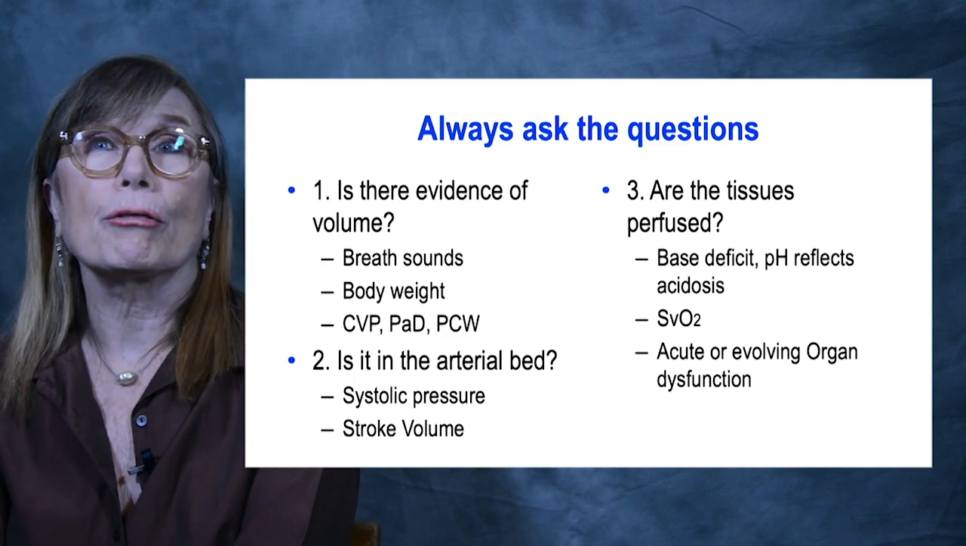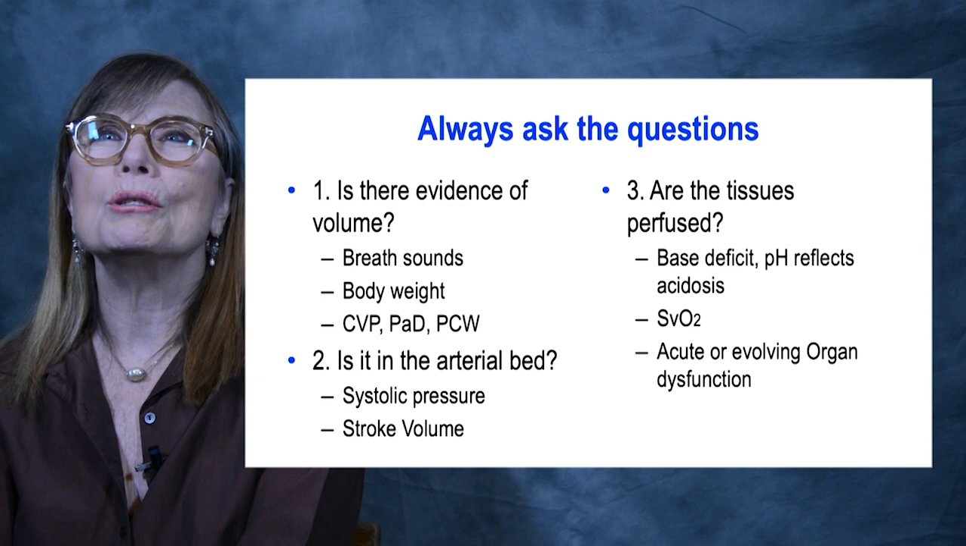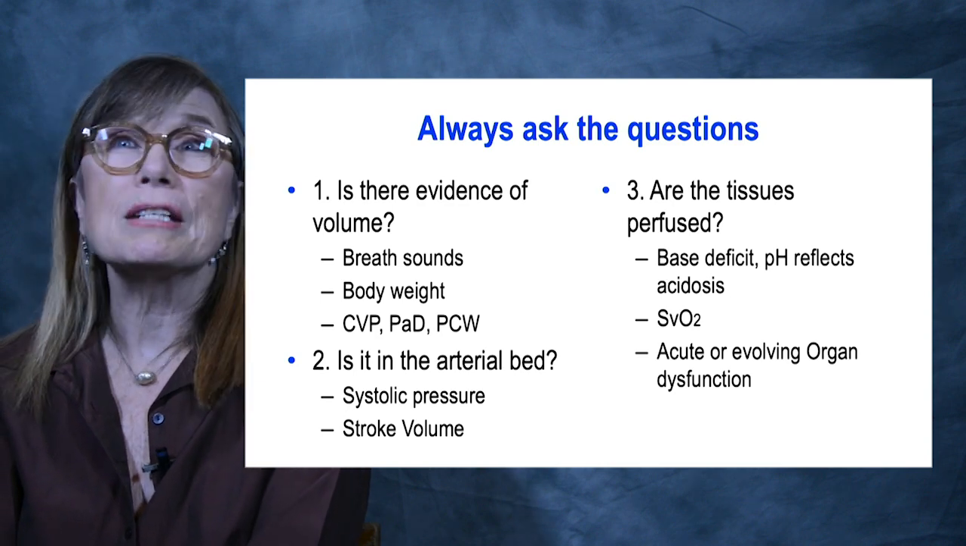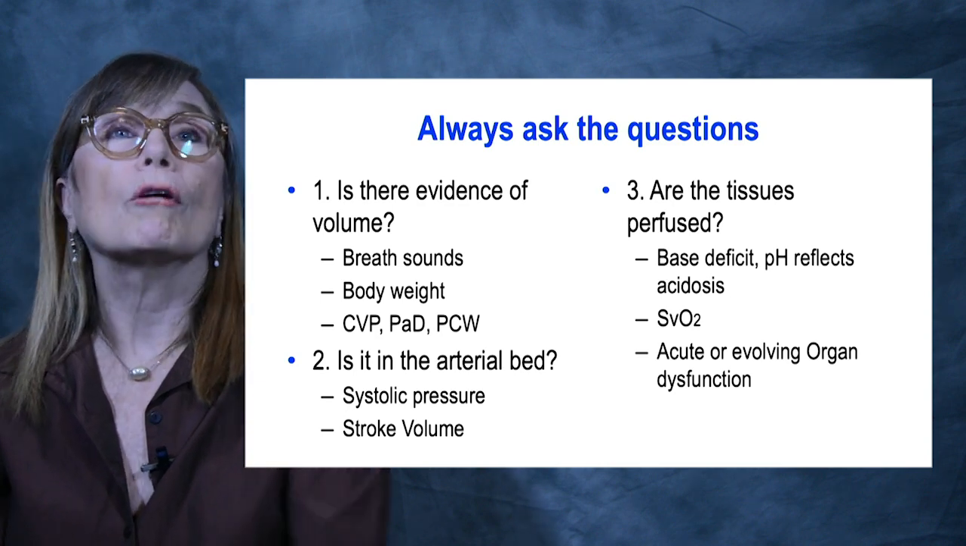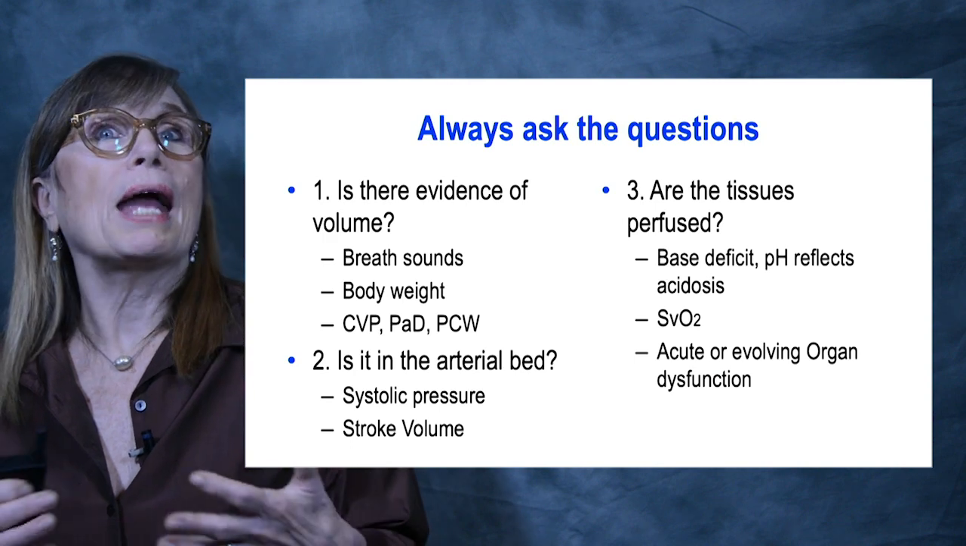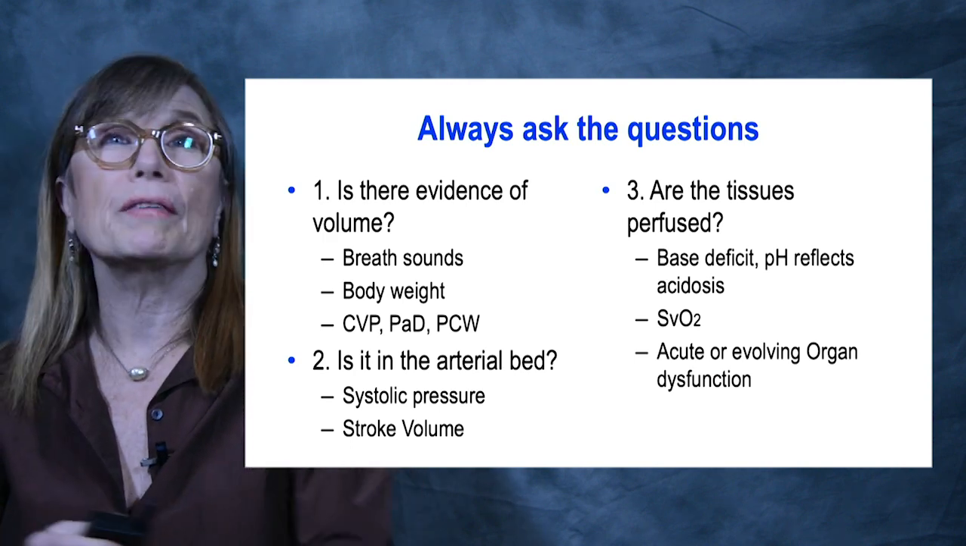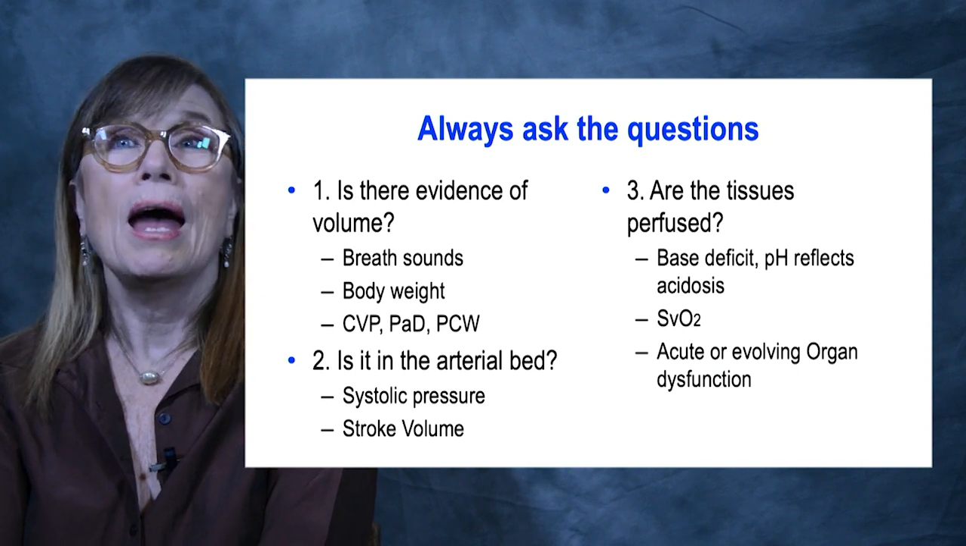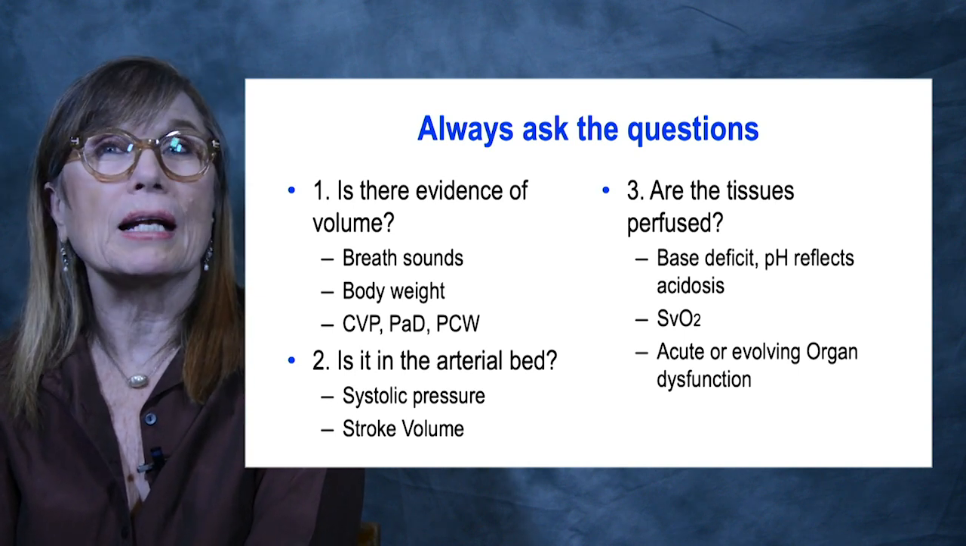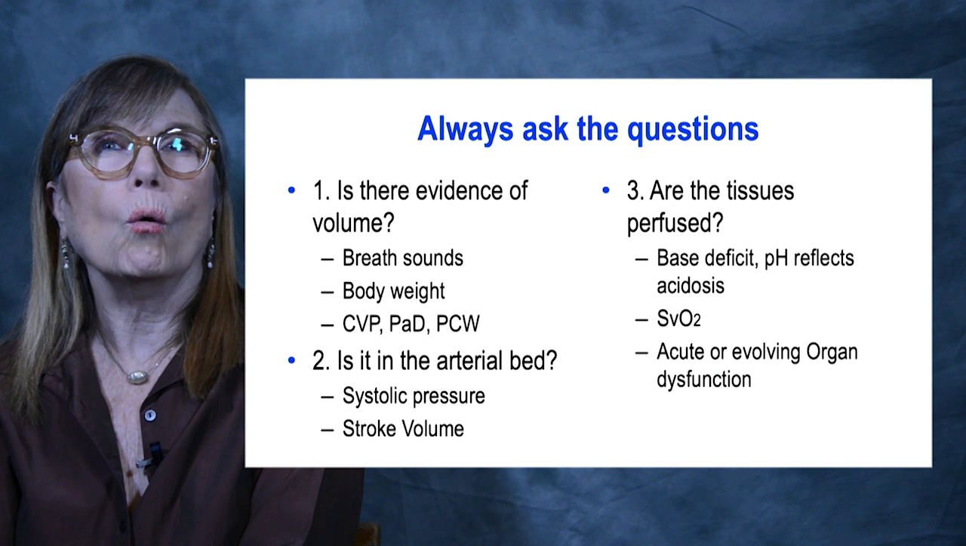And number three, are the tissues perfused? So we look at the base deficit, pH, reflecting acidosis. If we have the capability, we'll look at mixed venous gas, SvO2, or central venous gas, ScvO2. And we will also evaluate acute or evolving organ dysfunction.